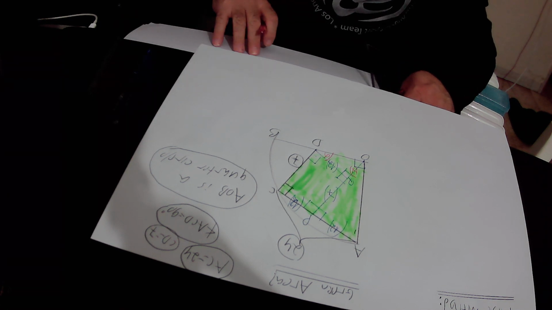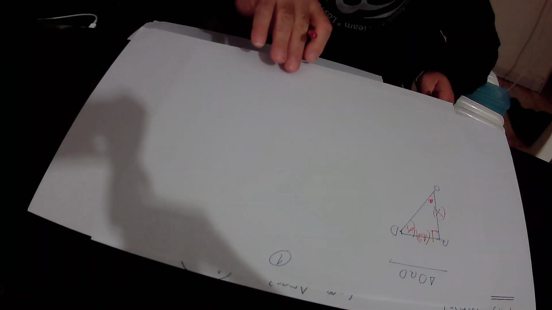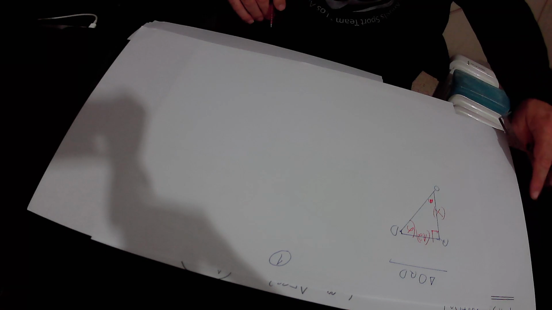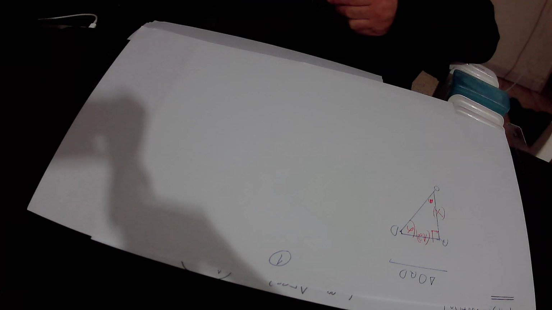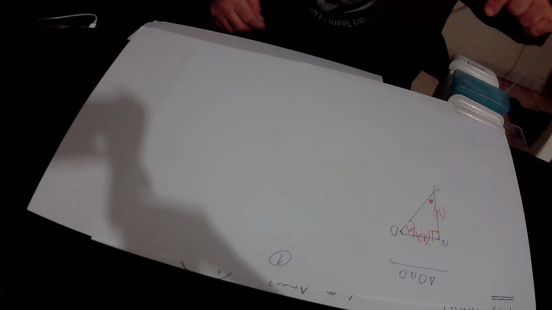So actually, this is the right triangle QDO that I copied from the original drawing. Again, QD equals 12 units and QO equals X.